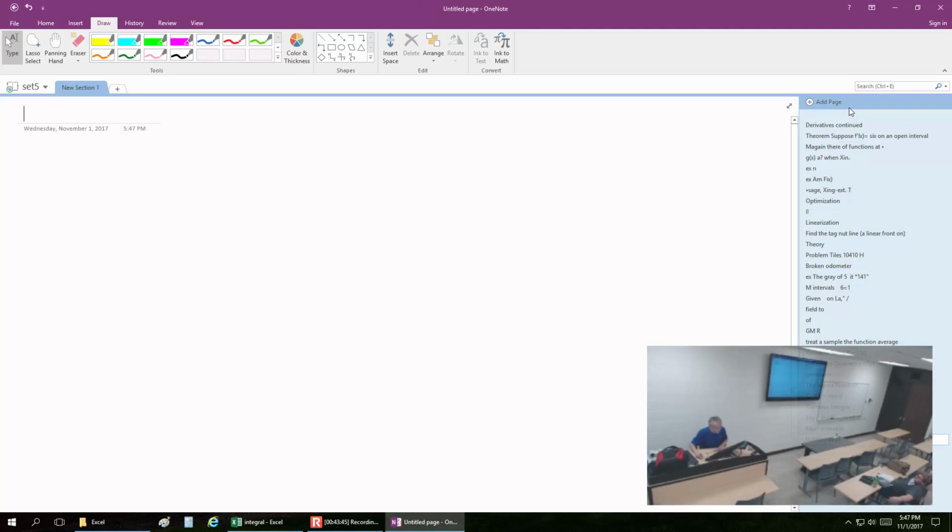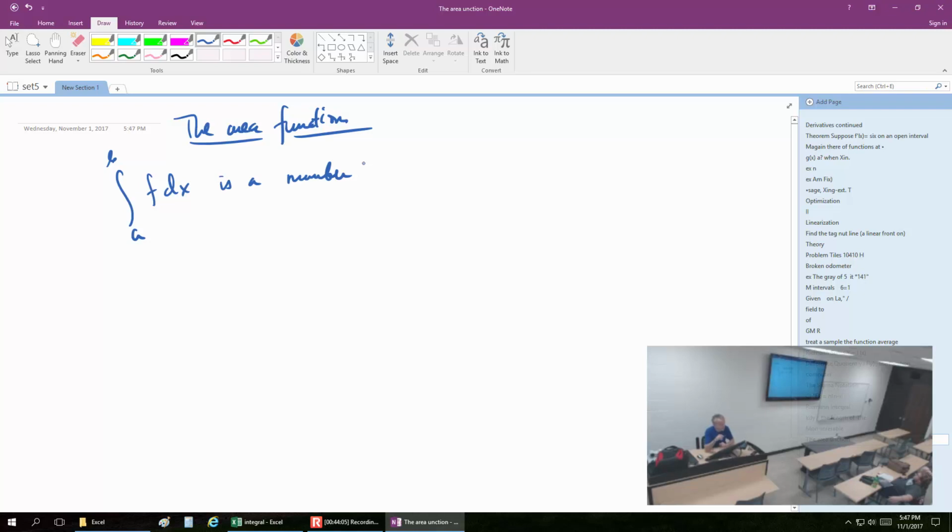Let me start this way, with the area function. Remember, the integral is a number when the limits are fixed. So the integral of f dx is a number. Once a, b, and f are specified, it gives you a number. But we could make a function from this. We start with a function f. We have the whole graph here, so we certainly can do that. Even that number represents the area.